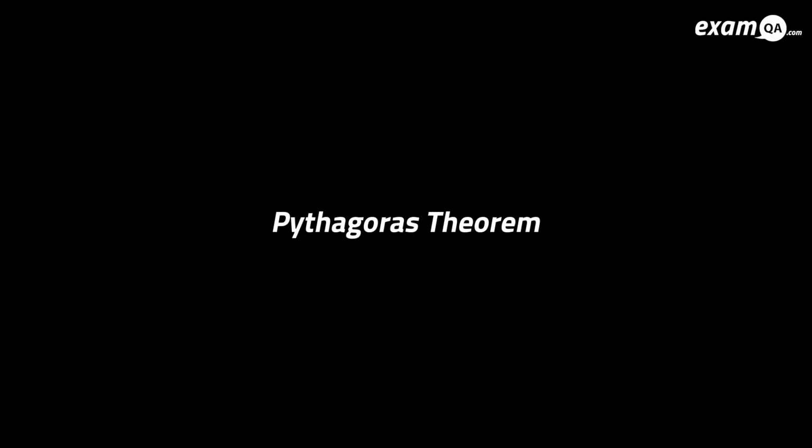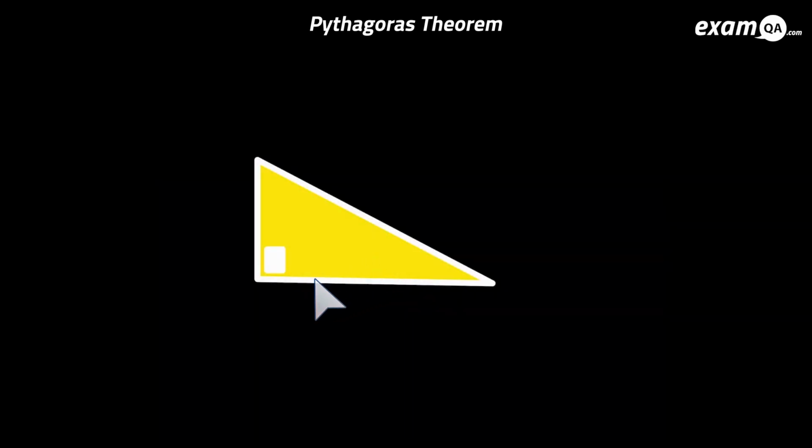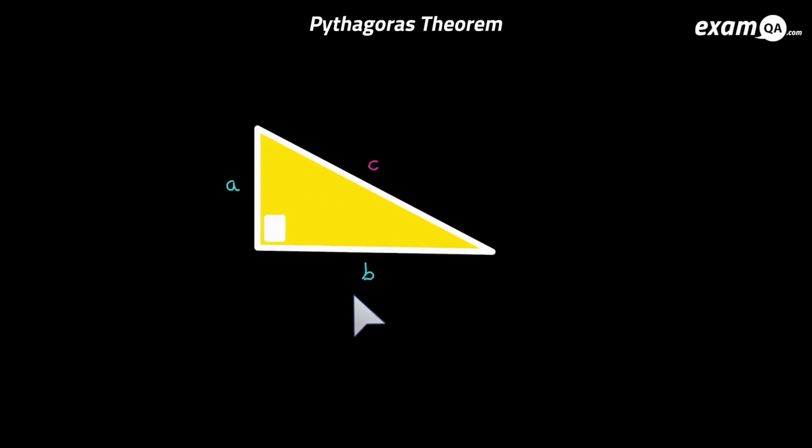In this video, we're going to be looking at the Pythagoras Theorem. We use Pythagoras Theorem on right-angled triangles, and it looks at the sides of the right-angled triangle. Here I've labeled the sides of this triangle, and now we're ready to see that famous Pythagoras Theorem.